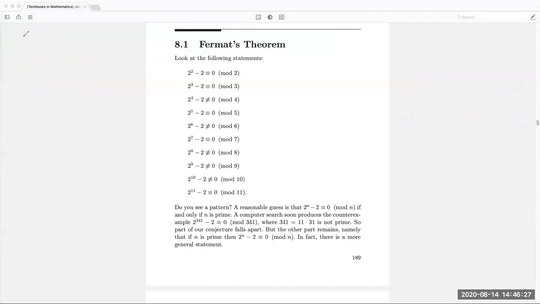Now, let's say M ≡ N mod P. What does it mean? It means that when M is divided by P, the remainder is N. So you can rewrite the formula like this: M = K times some constant times P plus N.